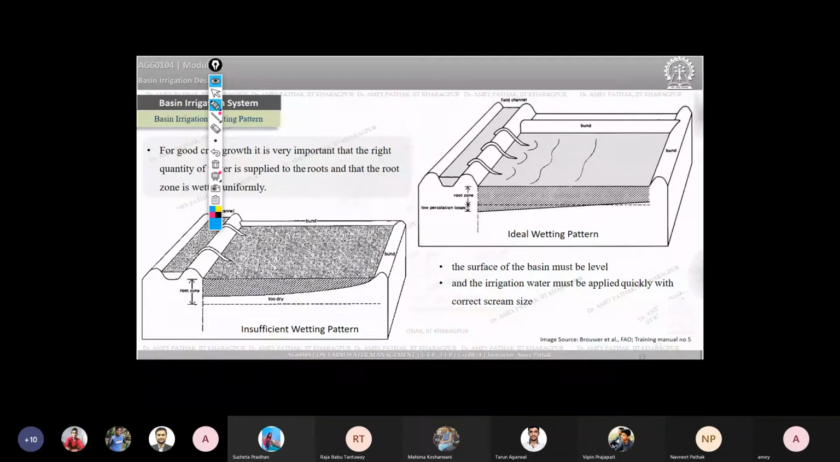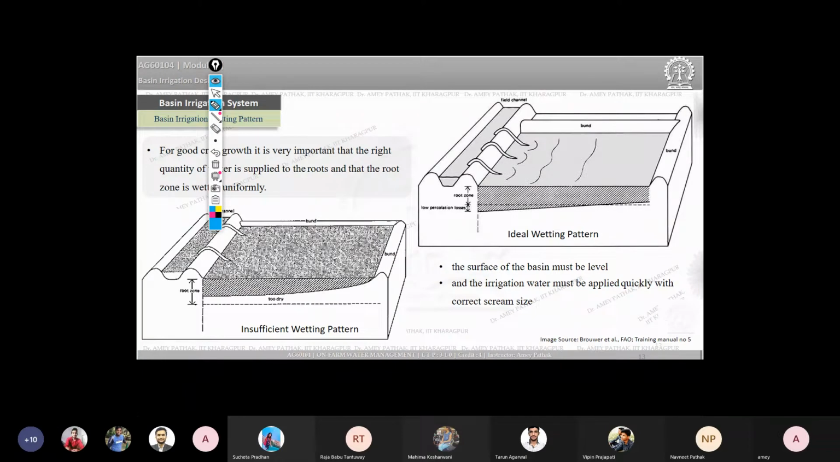This is your basin. I'm loosely drawing the border, and these are the bunds, or heights, to stop the water and confine it within this region. Let's say our design is not sufficient, then we get this kind of infiltration profile. You can clearly see that this is exactly your root zone, and the infiltrated depth should be this one.